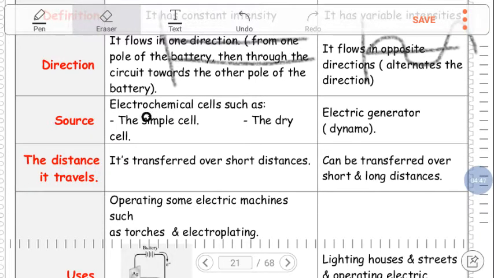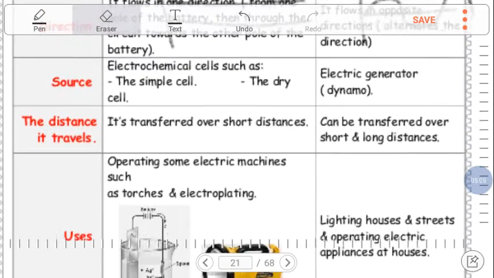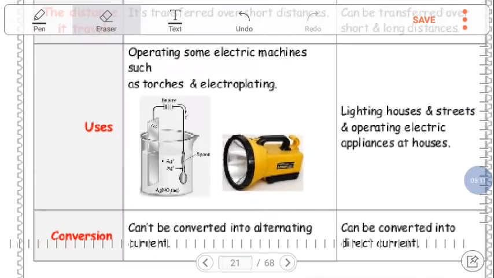The DC can be transmitted over a short distance by the electric wires. And the alternating current can be transferred over short and long distances. It could be a short or long distance to transfer through the wires.